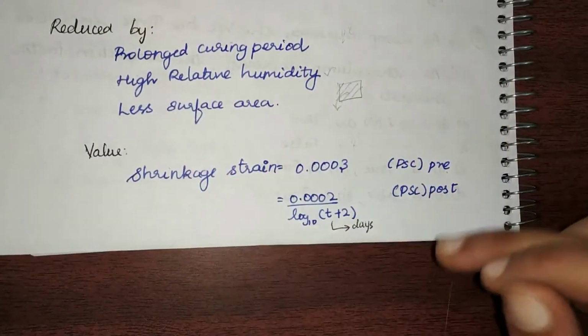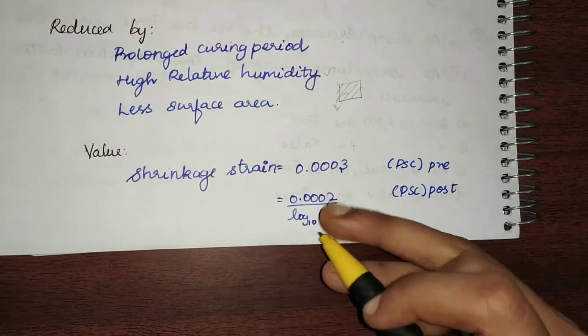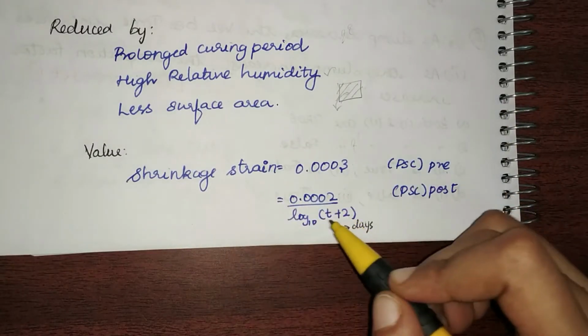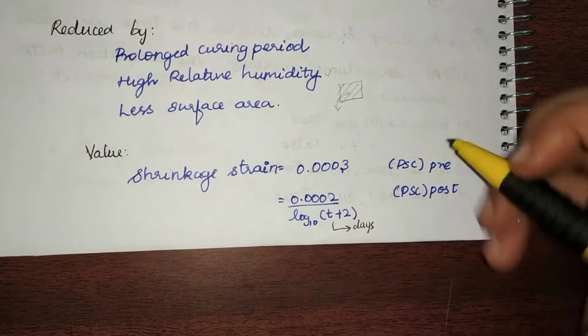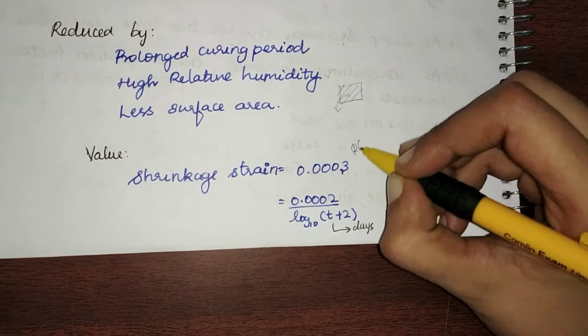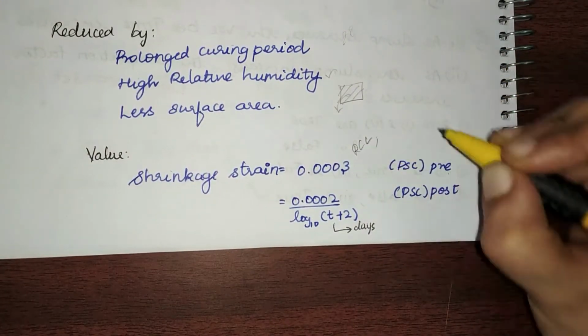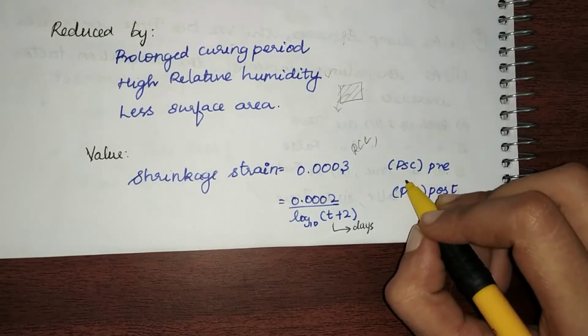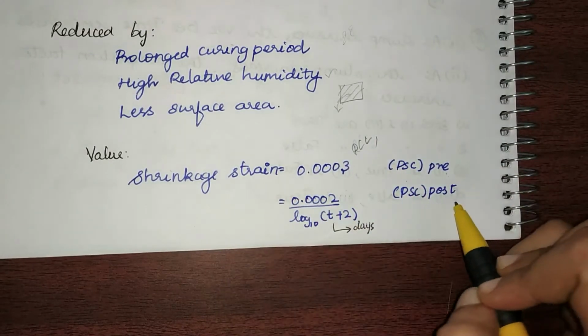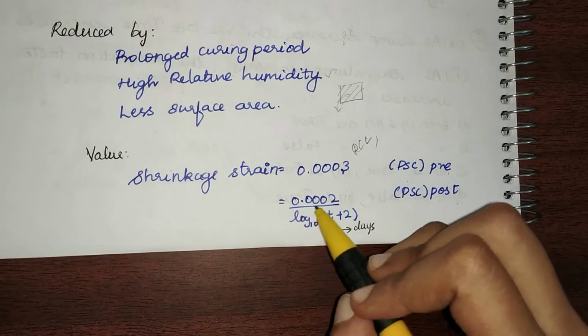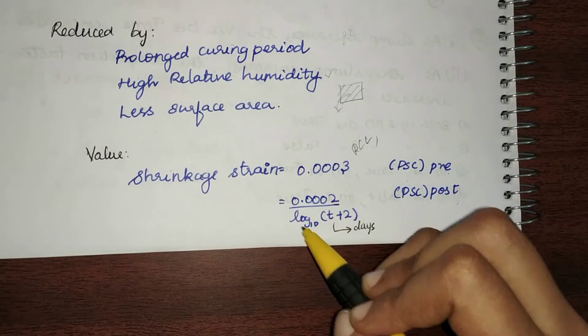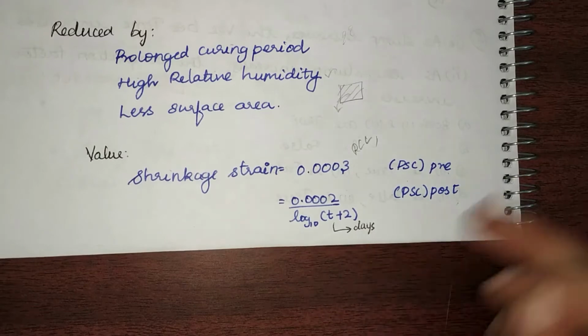Next is the value of shrinkage. The shrinkage is measured in terms of shrinkage strain. Shrinkage strain is equal to 0.003. This value is applicable for RCC and PCC and also for pre-tension pre-stress structures. Next, shrinkage strain for post-tension structures is 0.002 divided by log base 10 of (T plus 2), where T is in days.